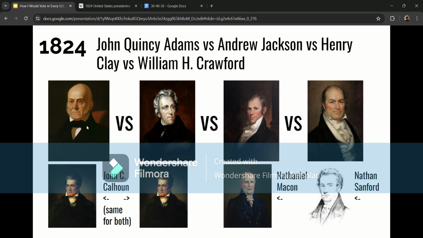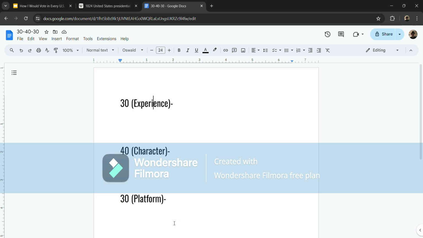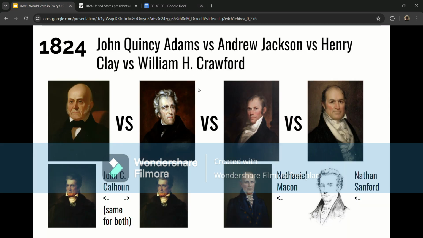So instead, this election really comes down to experience and character for me, because there really isn't anything big I can do regarding platform, because they're pretty much all the same. So first and foremost, I'm going to get the controversial statement out of the way right off the bat. I hate Andrew Jackson. Cannot stand the man.